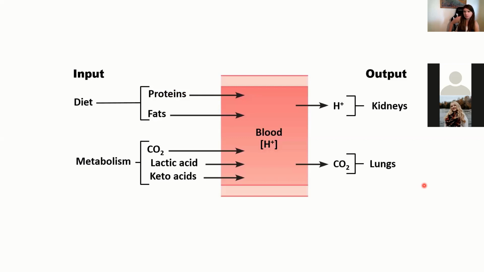So here, what we're looking at is basically tracking the input and output of those hydrogen ions. So when we're thinking about blood pH, we're thinking about acidosis as being too many hydrogen ions and alkalosis as being not enough hydrogen ions. So it's important to think about where those hydrogen ions are coming from, because this is going to tell you about what the actual problem is, right?